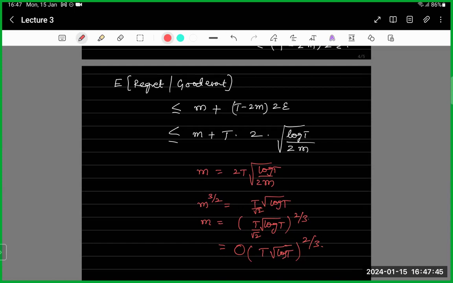What is the regret? m plus, where m is the good event, into probability of good event, which is less than or equal to 1. So this whole regret due to the good event is less than or equal to this much, and the regret due to the bad event we already proved is less than or equal to 4 by t into t. So that is just plus 4. So the total regret is order of this, right?